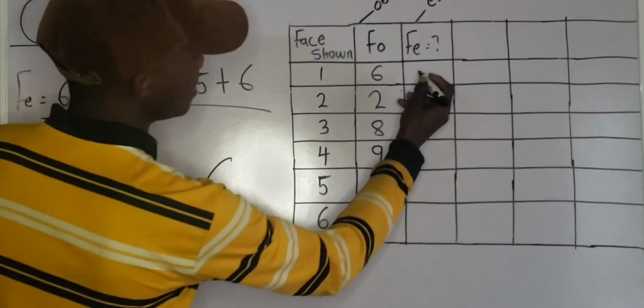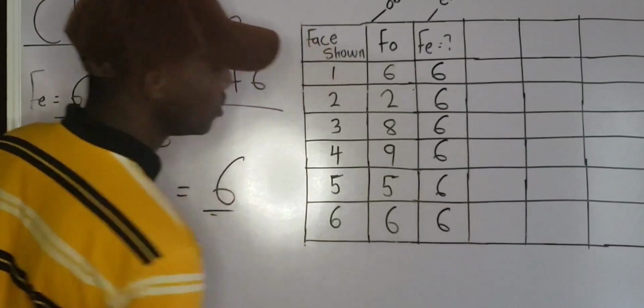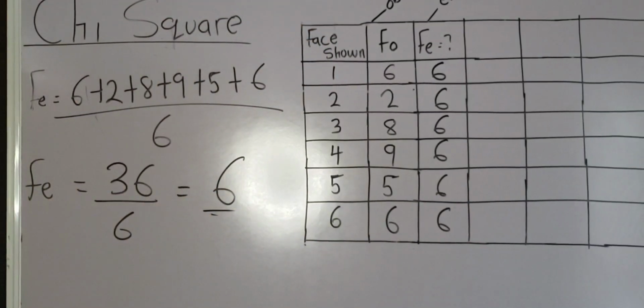So the expected value for all the faces shown will be 6. Do you know the reason? The reason is that the probability of obtaining a face out of the 6 faces of a die is 1 over 6, and it will be the same for every expected value. It is very important that you understand this. The probability of obtaining the first face is 1 over 6, which is equal to the probability of obtaining the second face, 1 over 6 also. So let us proceed.